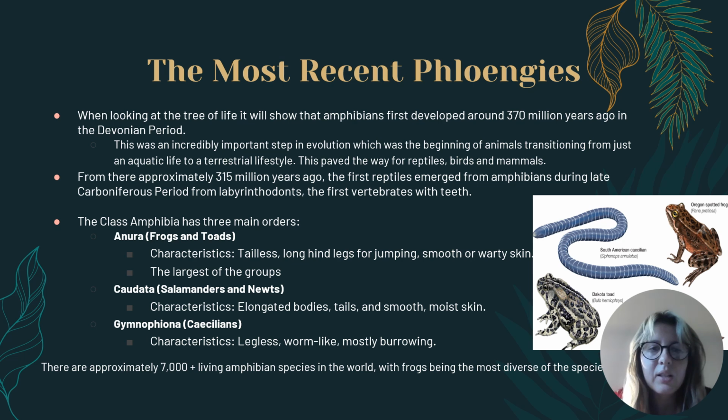From there, we have our salamanders and newts, or Caudata, which have elongated bodies, tails, and smooth, moist skin. They look very similar to our modern-day lizards in the Reptilia family. Then there are our Gymnophiona, which are caecilians. They are legless and typically burrowing species.